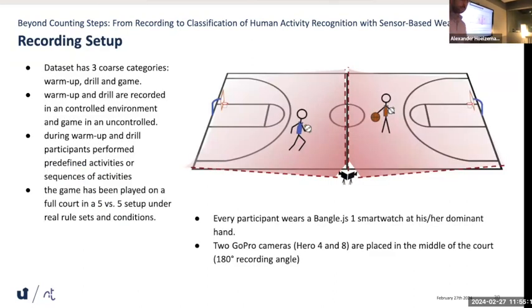This is the recording setup. Again, we use the Bengal JS1, the smartwatch that I just showed you. We gave this smartwatch to every one of our participants. We recorded them for 2 hours with 2 cameras placed in the middle of the court, one pointing to the left and one pointing to the right. So we have a 180 degree angle of the court. And this video footage we use later for annotating the data.